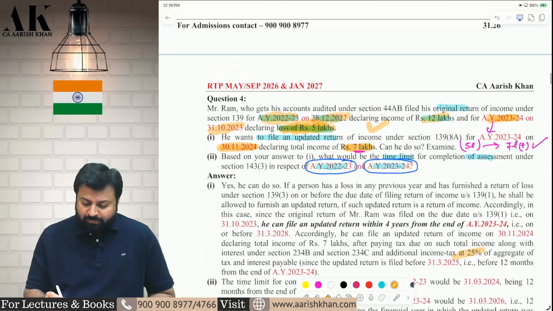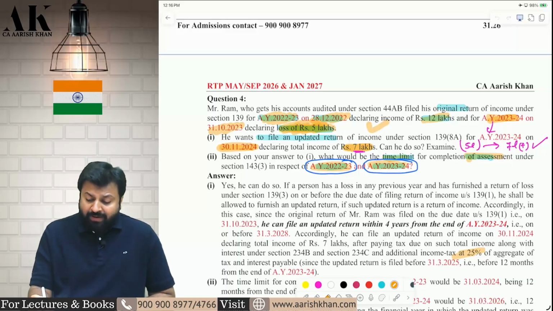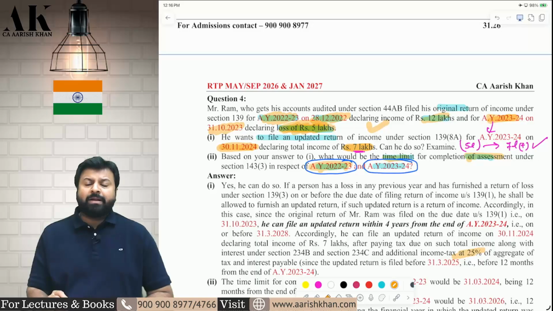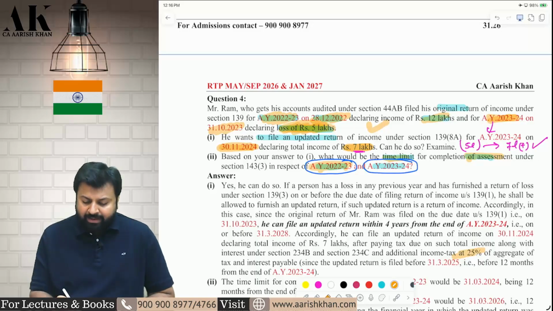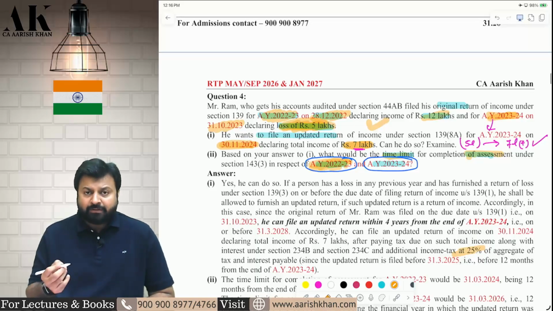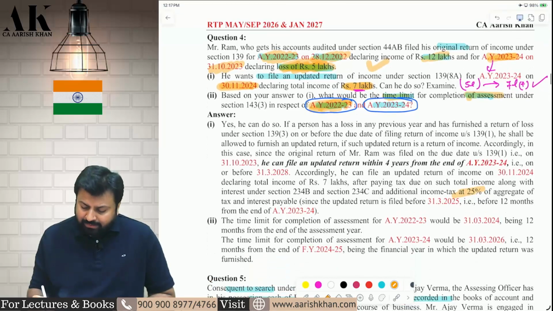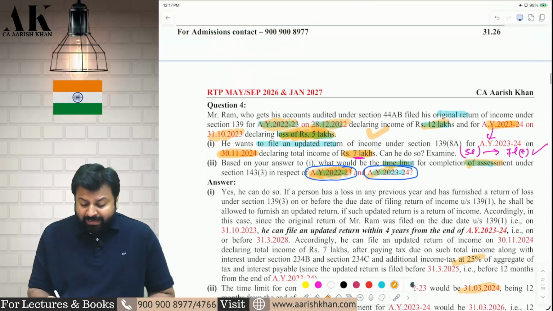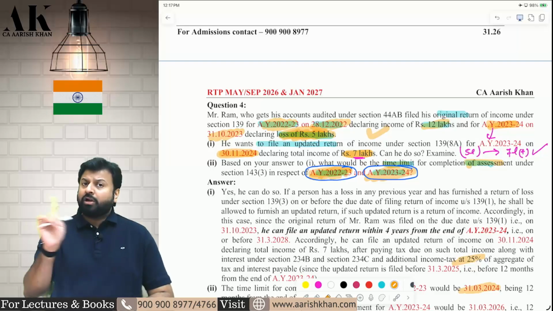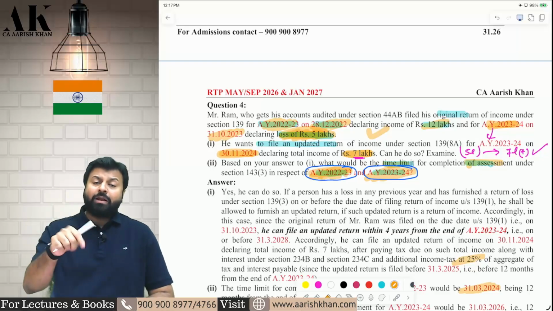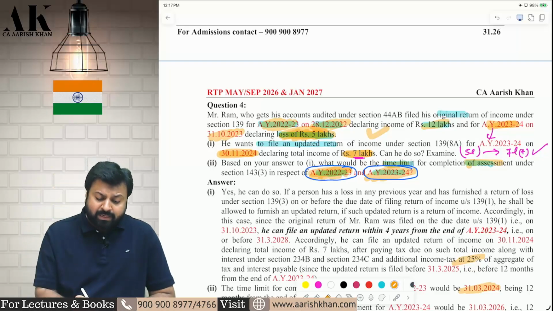Now, second question in this: what is the time limit for completing assessment? See, in the first case, a normal return is filed. In the second case, an updated return is filed. So, when a normal return is filed, the time limit to complete assessment is 12 months from the end of the relevant year. The relevant year 22-23, 12 months from the end of 22-23 is 31st March 2024. But when an updated return is filed, it is not 12 months from the end of the relevant year. Then it is 12 months from the end of the financial year in which the updated return is furnished.